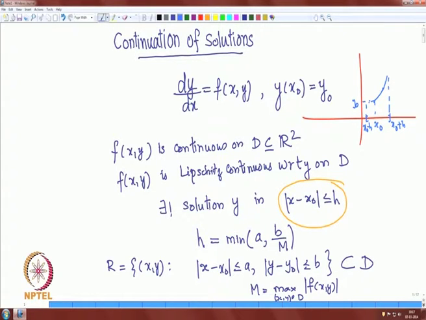But if the system is nonlinear, then the existence of a solution on the whole x axis may not always be possible. Whereas if the system is linear, then we may be able to extend or continue the solution to the entire x axis. So, in this lecture we are going to discuss the possibility of continuing the solution outside the interval which was guaranteed by the existence theorem.